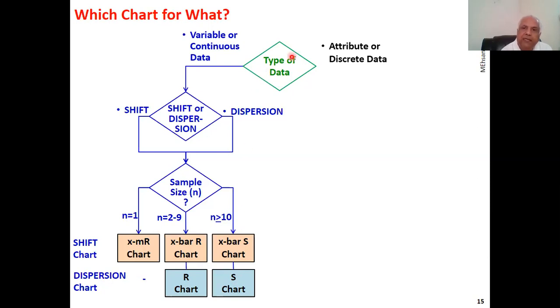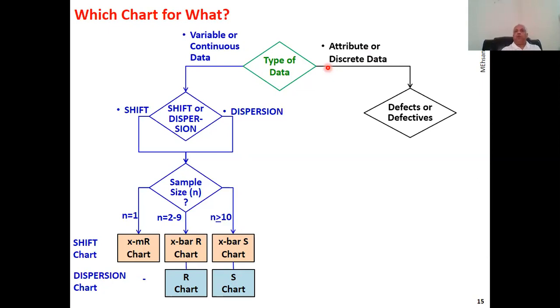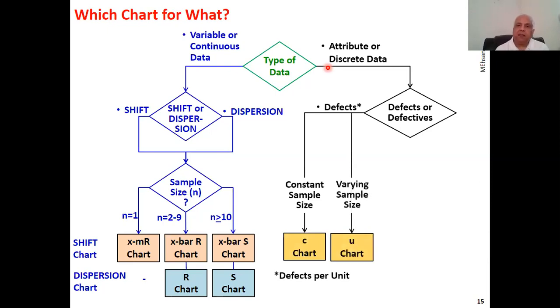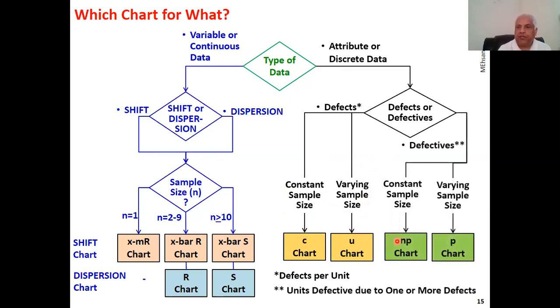Going back on top, if the data is attribute or discrete, then the argument is whether this data pertains to defects or defectives. They are separate charts for defects or defectives. But in either case, we find whether the sample size is fixed or it is variable. If the sample size is fixed, the chart to use is the C chart, and if the sample size is variable, the chart to use is the U chart. And likewise, for the defectives, NP chart if the sample size is fixed, and P chart for variable sample size.